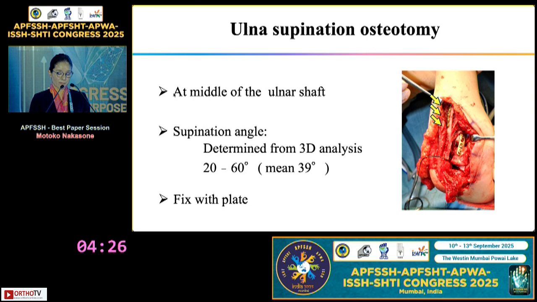All operations were performed by a single surgeon. Ulnar supination osteotomy was performed for group U at the middle of the ulnar shaft. The supination angle was determined from the 3D analysis. Plate fixation was performed.